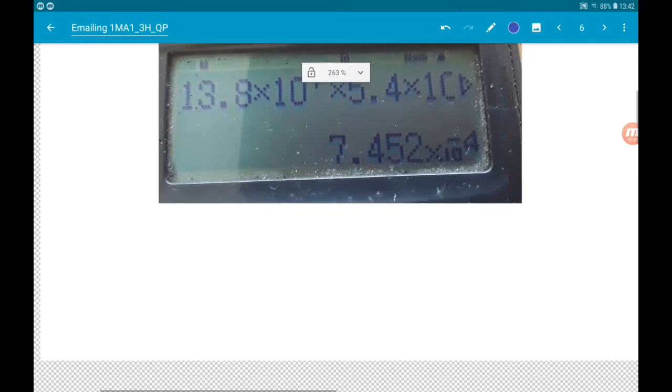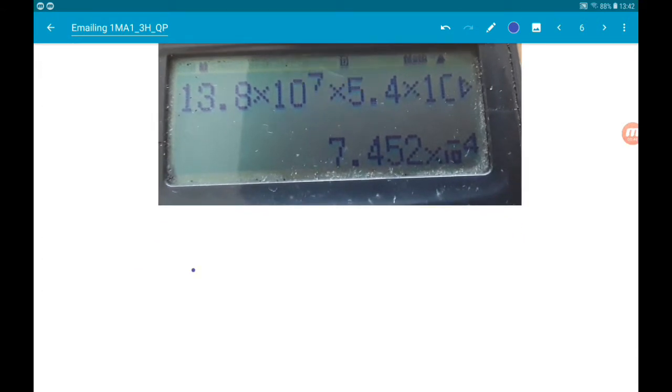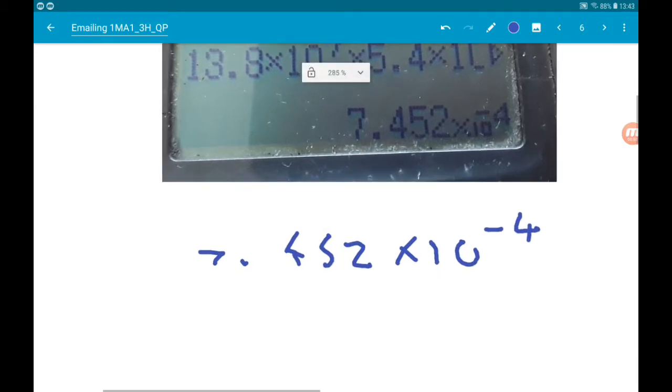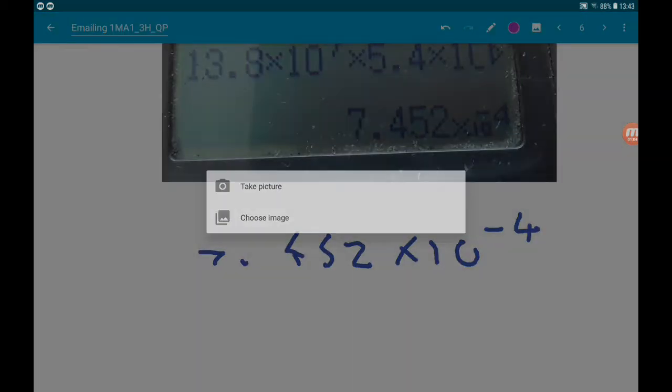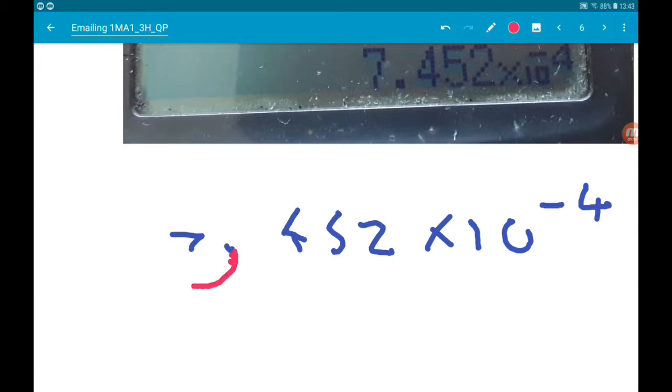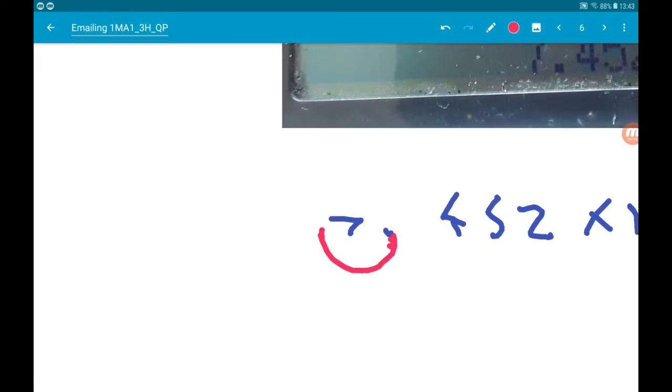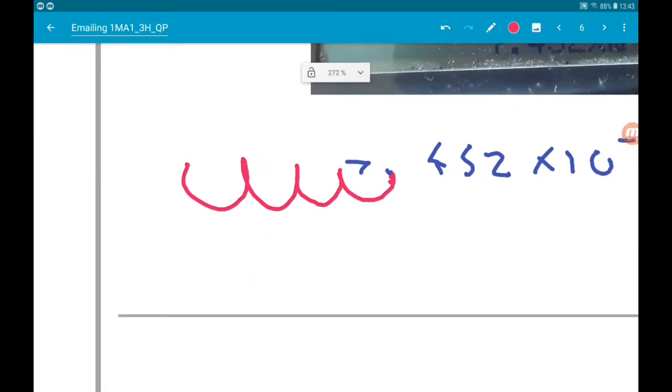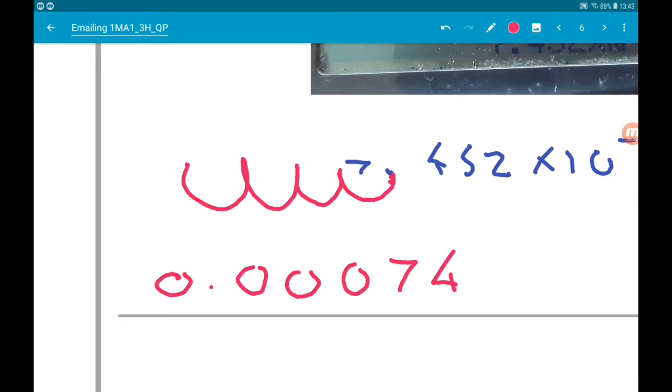So we have 7.452 times 10 to the minus 4. The minus 4 tells us the decimal is going to move 4 places to the left. So it's going to go 1, and then 2, 3, 4. So it's going to need to be 0.0007452.